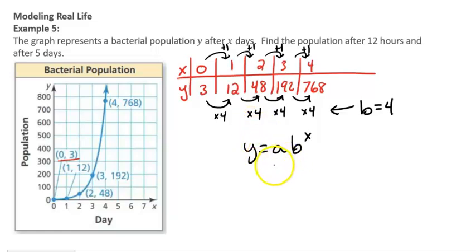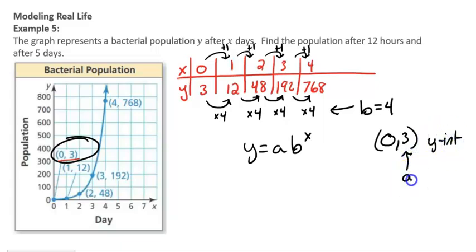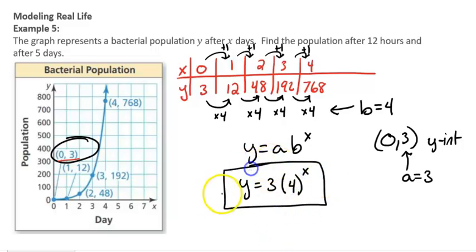And then my a, remember, was my starting value. This point 0, 3 is my y-intercept. And because of that, my a is the y-intercept, which is 3. So my a is 3, and my b is 4 to the x. So that's my equation.